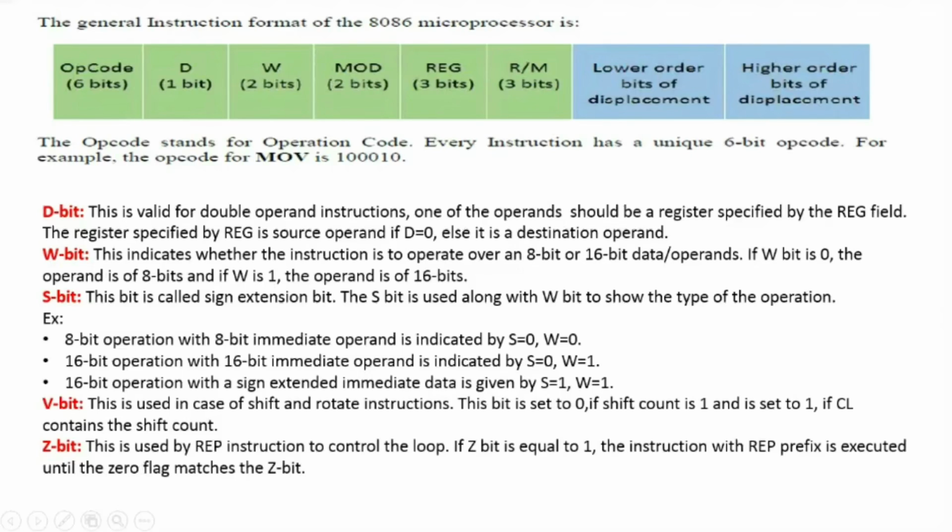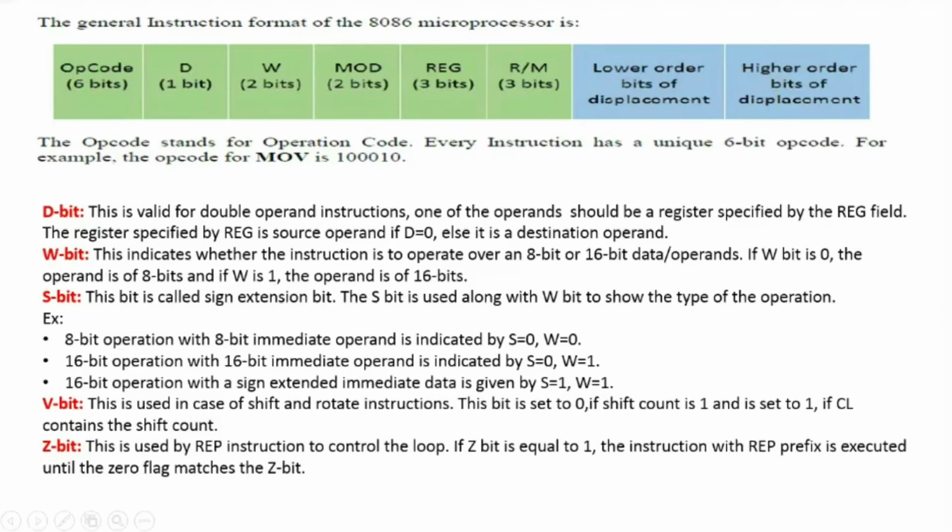Now the V bit is used in case of shift and rotate instructions. This bit will be set to 0 if the shift count is 1, and it will be set to 1 if the shift count is put in the register. That means if CL contains the shift count, it will be set to 1, otherwise it will be 0 if the shift count is 1.